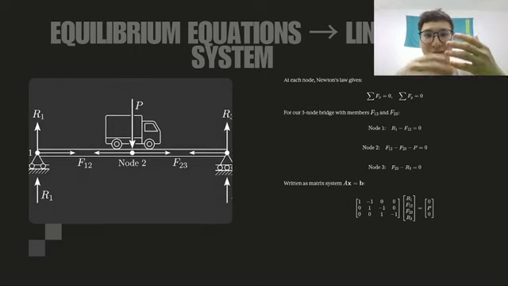Here, A is the coefficient matrix, x is the vector of unknowns, the forces that we want to find, and b is the vector of applied loads. This is a classic linear system.